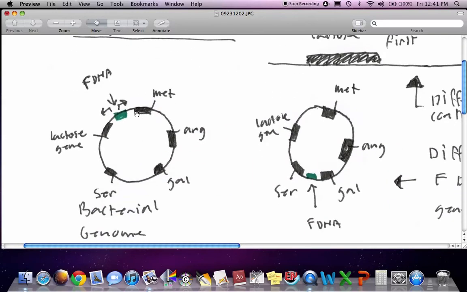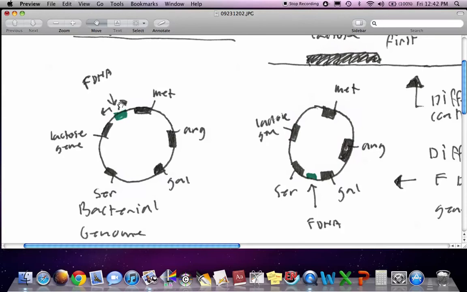Essentially, the fDNA is this green blob here, and it's integrated into the bacterial genome. What's special is that depending on where the fDNA gets integrated in the genome, different outcomes can occur, and the orientation of the fDNA matters as well. So let's look at the fDNA orientation.